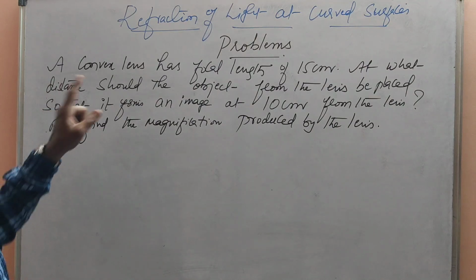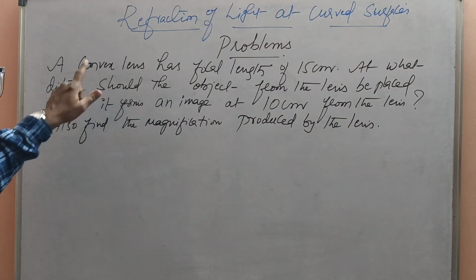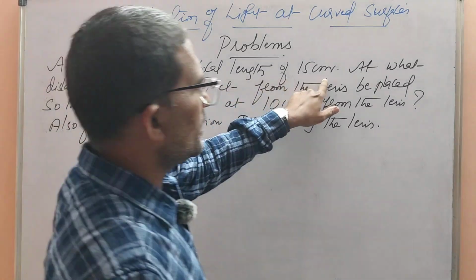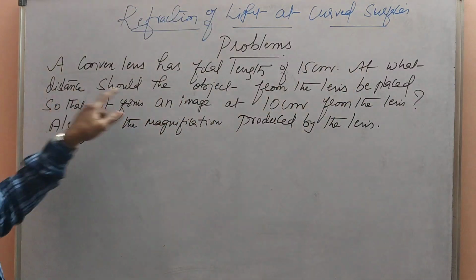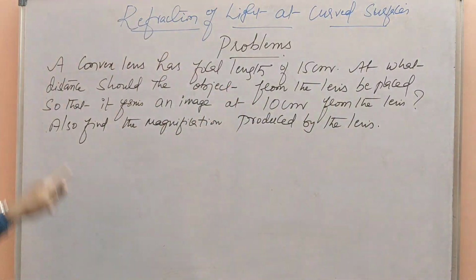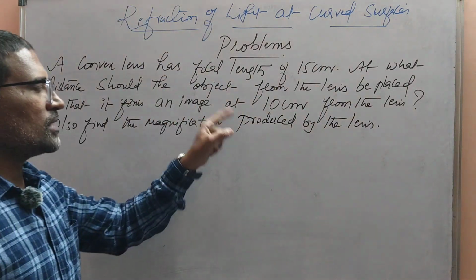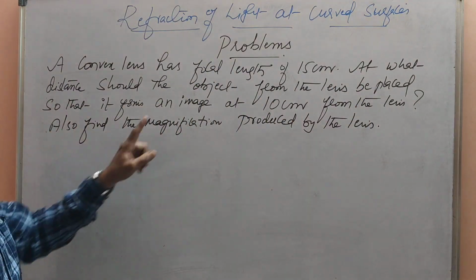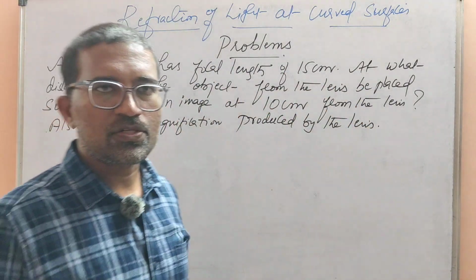First problem is related to convex lens. A convex lens has a focal length of 15 centimeter. At what distance should the object from the lens be placed, so that it forms an image at 10 centimeter from the lens? Also, find the magnification produced by the lens.